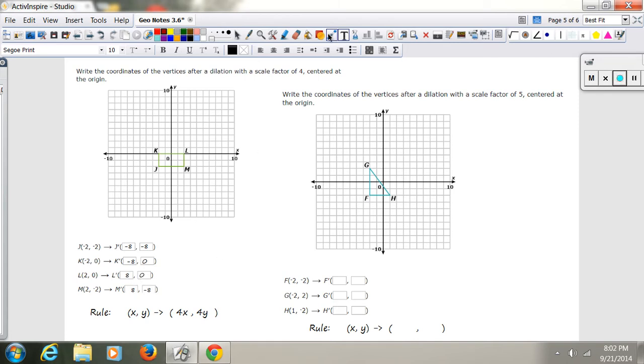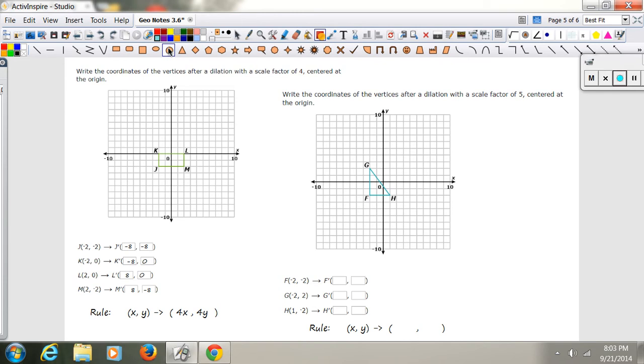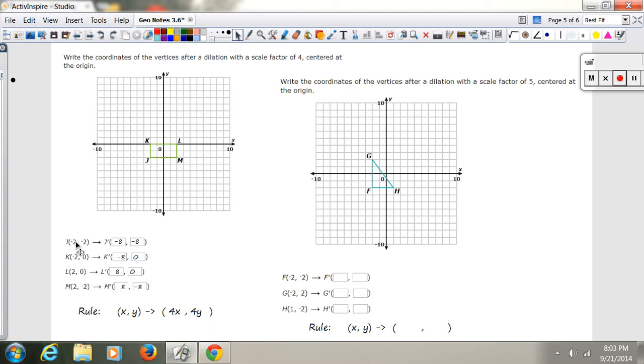And if we test that, let's draw some points in here. So let's test our theory of, since it's a dilation of 4, taking everything and multiplying by 4. So negative 8, negative 8 would be right there. Negative 8, 0 would be right there. Or positive 8, 0 would be right there. And 8, negative 8 would be right there.